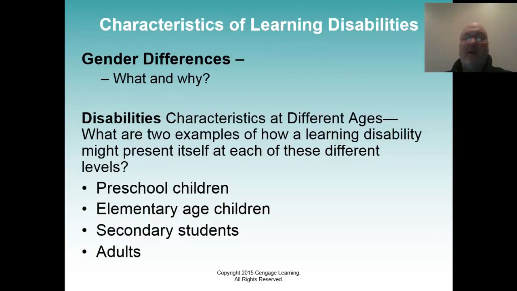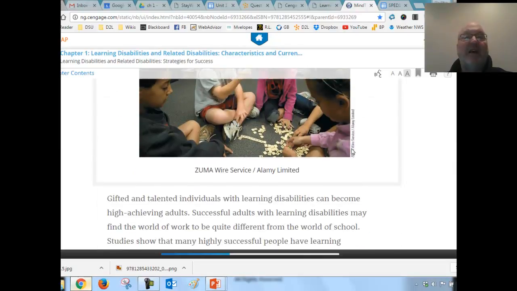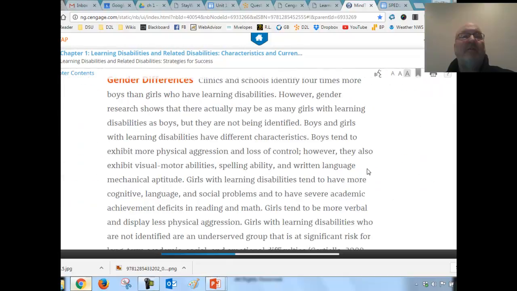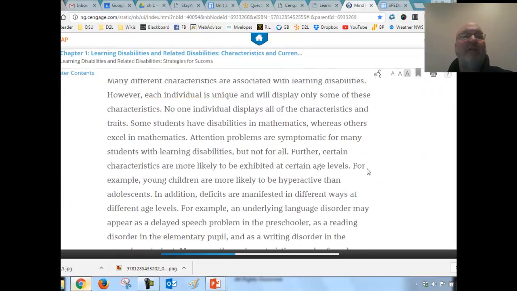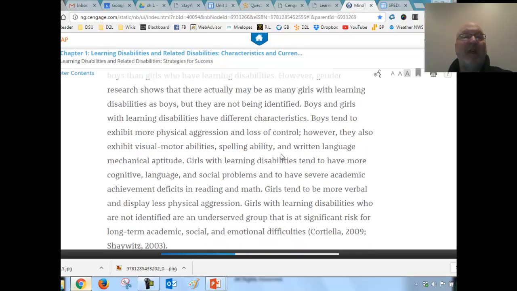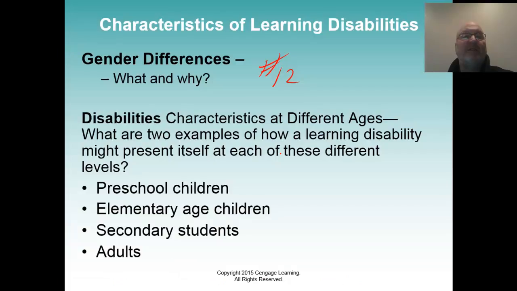And then this here, I'm going to call this number 12, there's a thing on here about differences in gender. And of course that's always a little sticky nowadays. You start talking about gender anything, people want to set their hair on fire. Here's the gender differences. So I want you to do something with that. Tell me some gender differences, what and why, number 12.